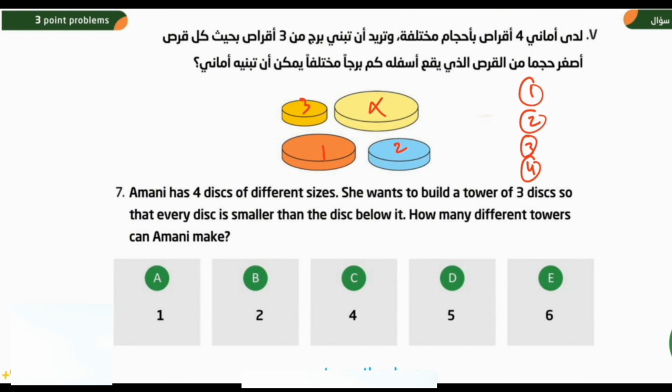So no matter which one of the discs we remove, the remaining 3 discs of different sizes can still form a tower together. And C is the correct answer.